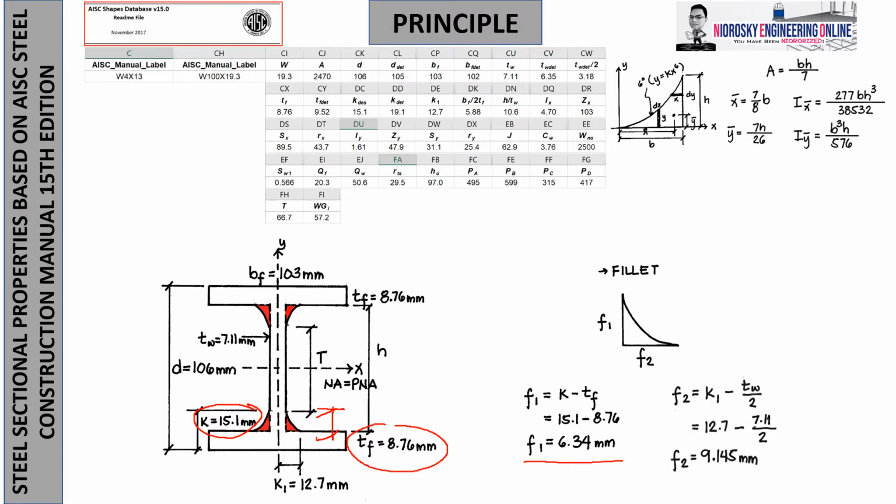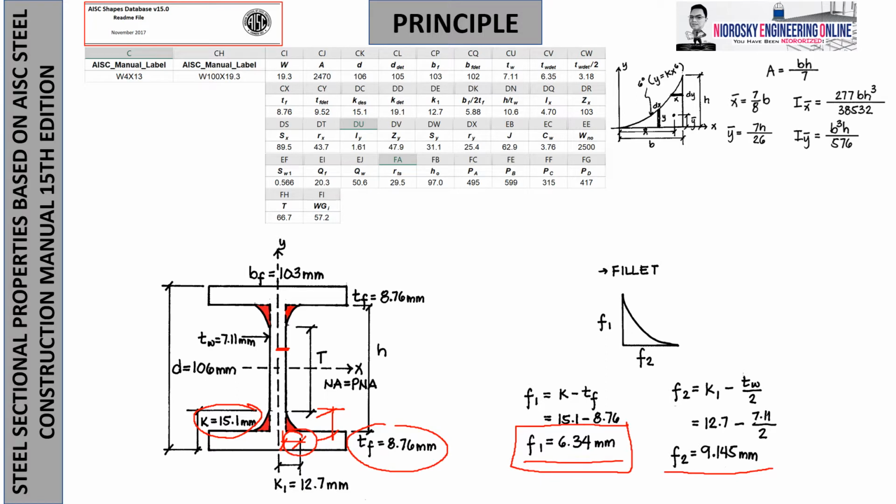Likewise for f2, that is the algebra for k sub 1 minus half of the thickness of the web kasi kalahati lang naman yung kailangan natin i-consider for us to get this dimension. Yan yung binilugan kong pula. So therefore f sub 2 is 9.145. So ito na yung modeling procedure natin for the stiffener. Diyan tayo magre-decide. Notice, hindi ko ginamit yung radius of fillet na sinasabing least dimension which is 6.34.